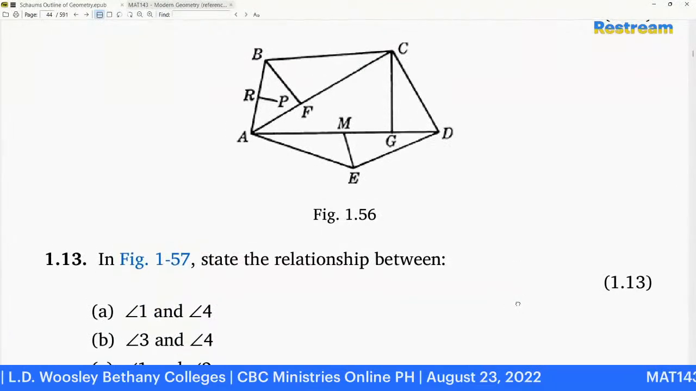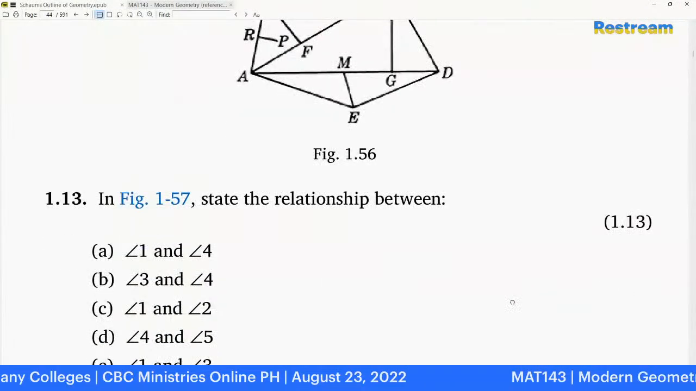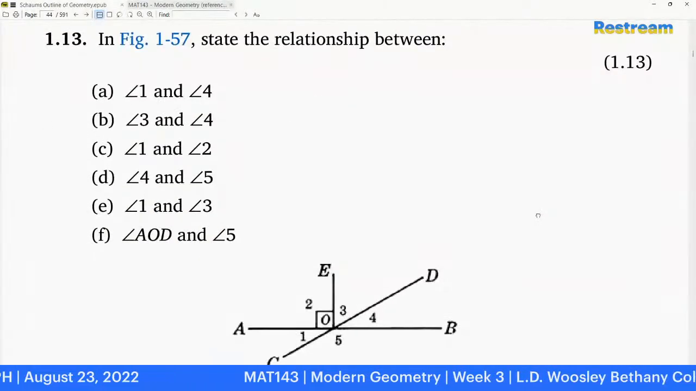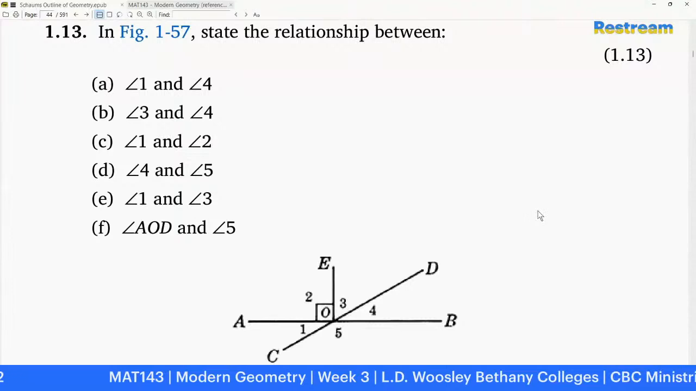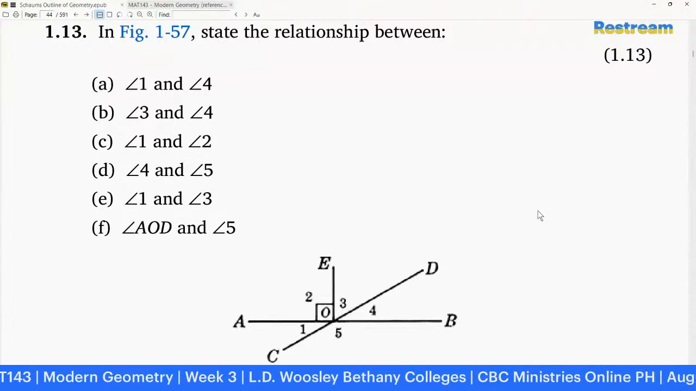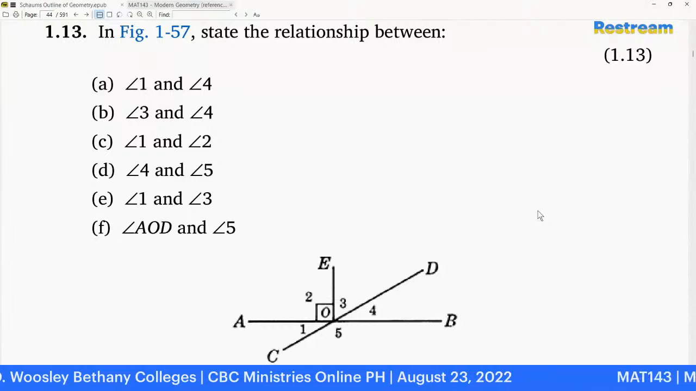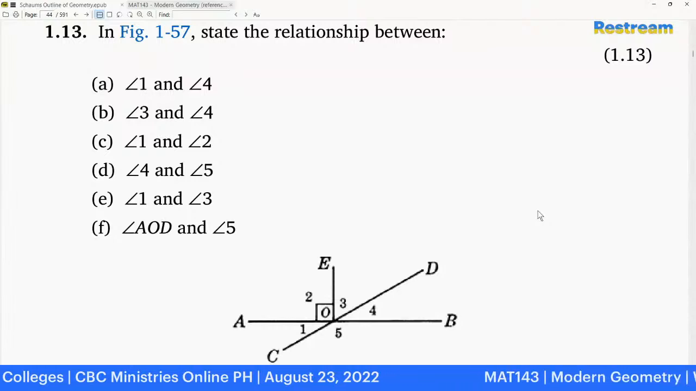Alright. So, sige, dito tayo. I will have a round robin again. Nasa na ba yung 1.57? Okay, we'll start with Gillian. What's the relationship between 1 and 4? Vertical po. Vertical angles, which are congruent.